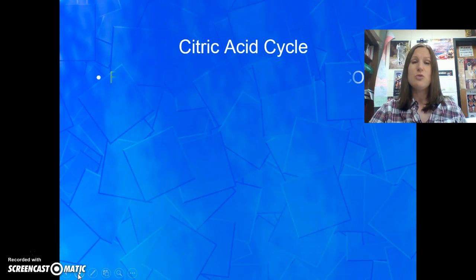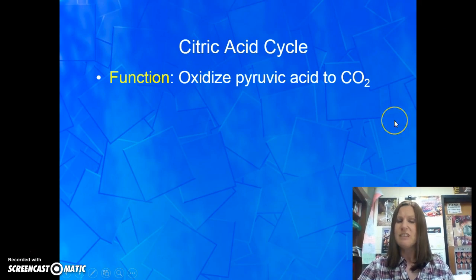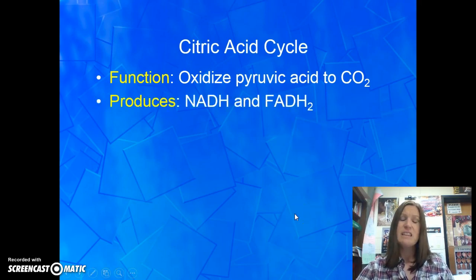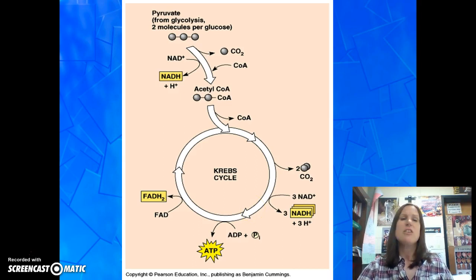So these 2 3-carbon molecules are going to enter the citric acid cycle. And what is that? Well, its function is to simply oxidize pyruvic acid, or that pyruvate, to carbon dioxide. At the same time, it's going to produce NADH and FADH2, and the location that all this occurs in is the mitochondrial matrix. So let's take a quick overview of what's going on here.